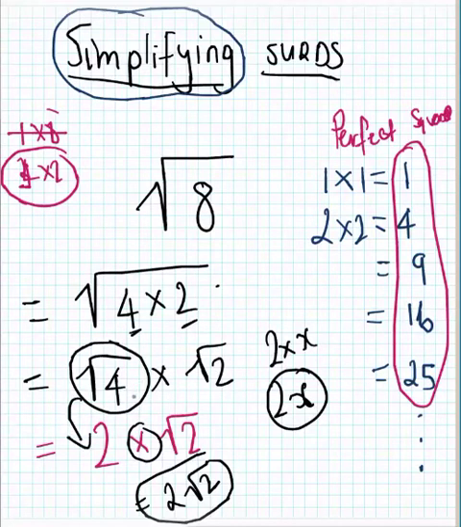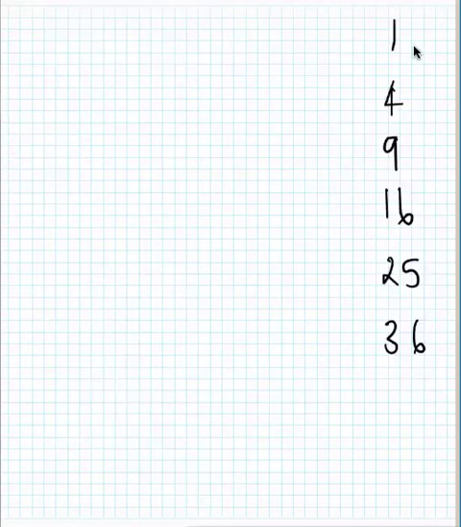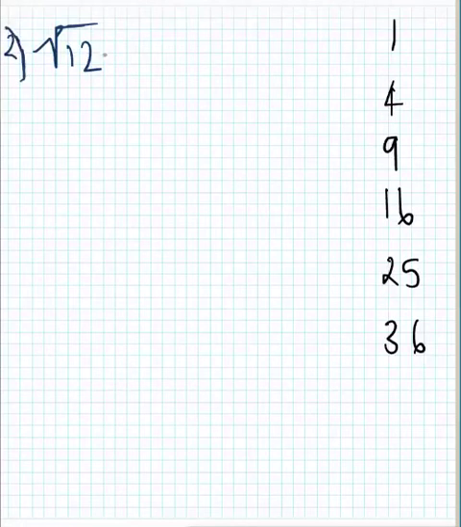If it wasn't a perfect square, we couldn't do that, and we would just be stuck with what we had at the beginning. Let's try another example. So I have some of my perfect squares just here, just to help me to remember what they are, and I'm looking for these factors. So if I have the square root of 12 as my next example, so example 2.